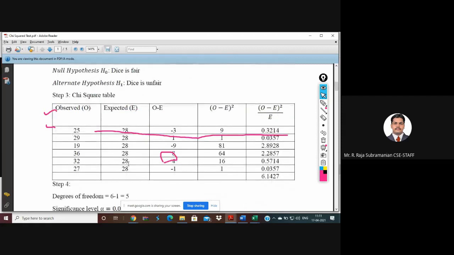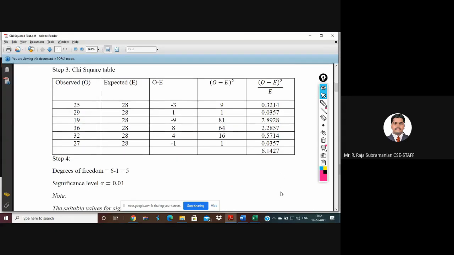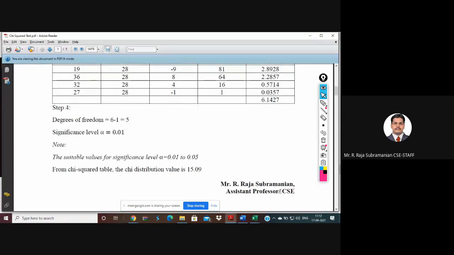Just see the formula: what are the observed values, what are the expected values. Expected values you need to calculate. Next you find O minus E the whole square. Next include the chi-square formula, O minus E the whole square divided by expected. Then total this, and this is the chi-squared value. For this chi-squared value, I go to the chi-square table and use the degrees of freedom and the significance level, say 0.01. The best significance level is usually 0.01 to 0.05. If I ask you what is the best significance level, you say between 0.01 and 0.05.